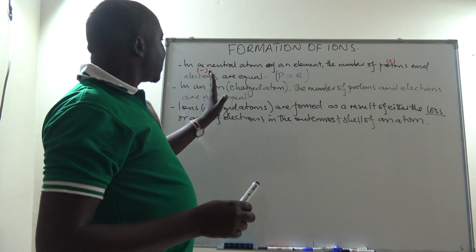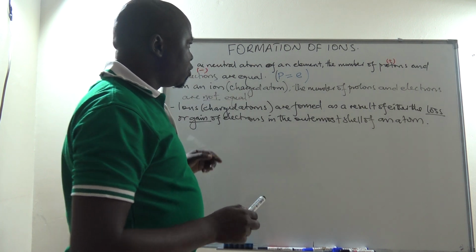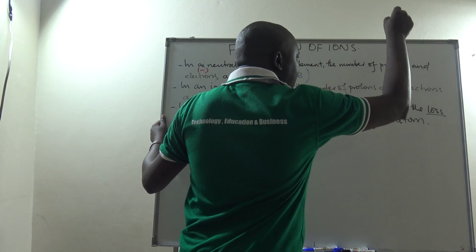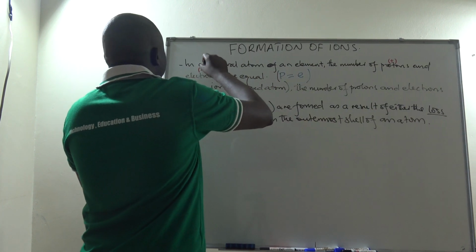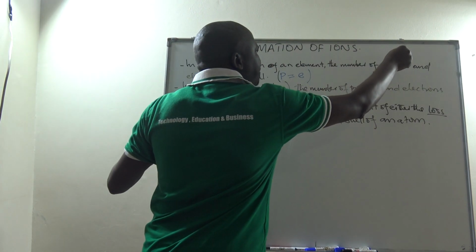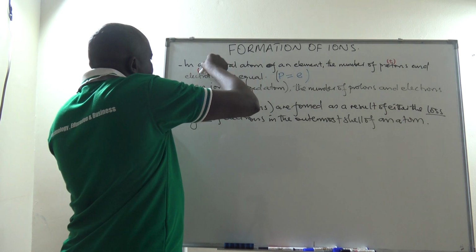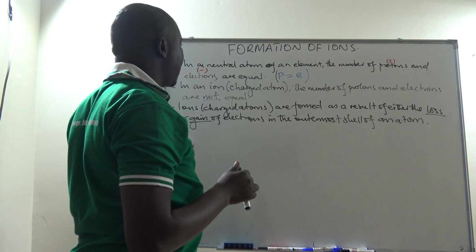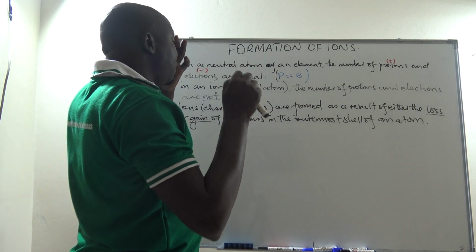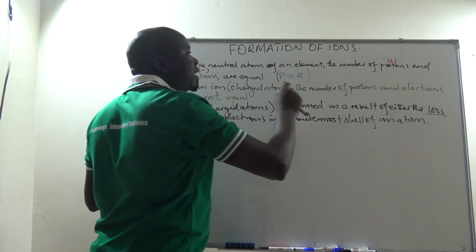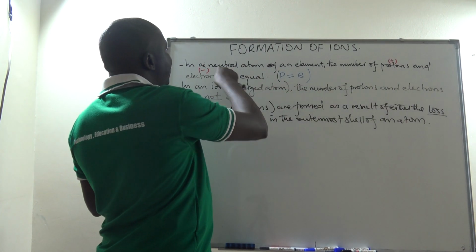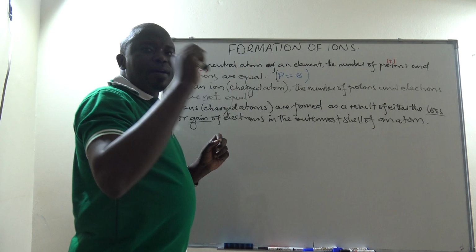And this one causes an atom to be neutral due to the same number of positive particles or positive charges, that is the protons, and then the negative charges, that is electrons. So if they are the same in number, then we expect the positive charges to cancel the negative charges, and then we remain with a neutral atom. Not that there are no positive or negative charges. In this case, they are there, but the numbers are equal. So an atom therefore is neutral. It is not an ion.